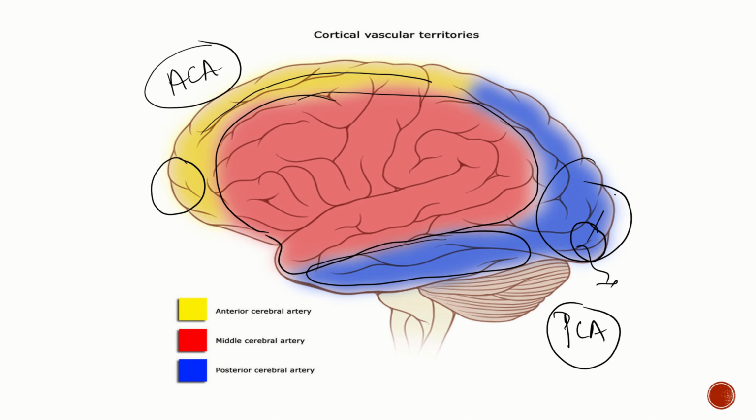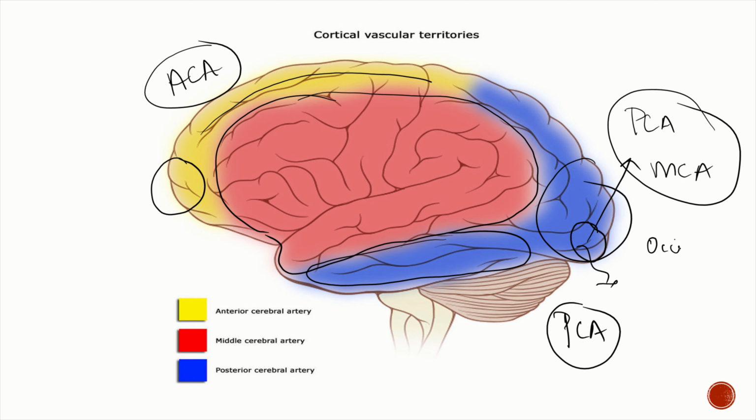Always remember that the occipital pole, which actually represents the macular vision, has dual blood supply. It's supplied by both the posterior cerebral artery as well as the middle cerebral artery. This is the reason why we get macular sparing in occipital lobe infarcts. Both the posterior cerebral artery and the middle cerebral artery supply the occipital pole. So that's an important applied anatomy.